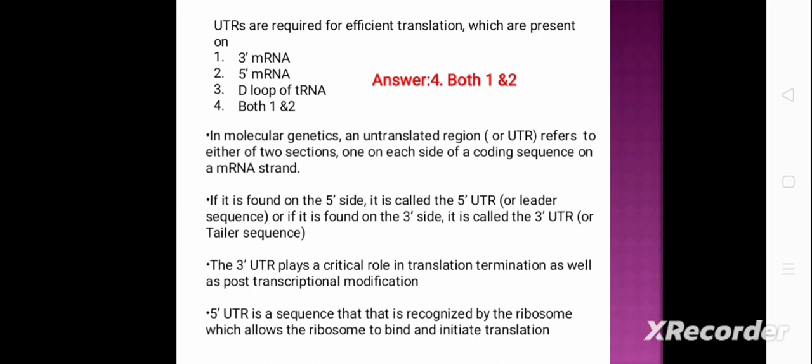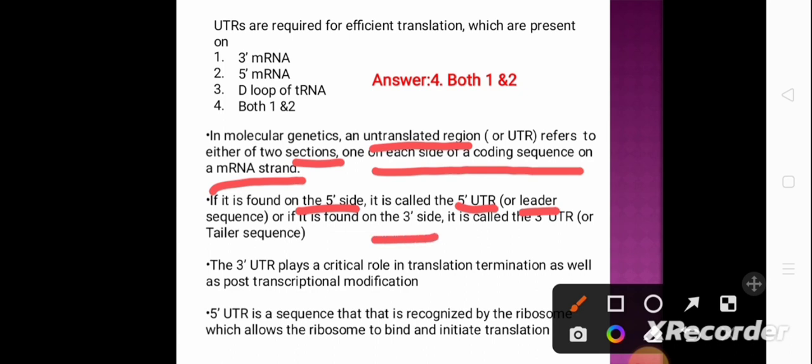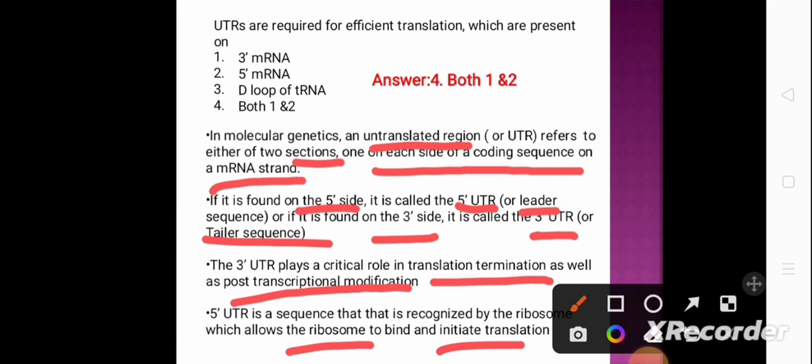In molecular genetics, an untranslated region refers to either of two sections, one on each side of the coding sequence of an mRNA strand. If it is found on the 5' side, it is called the 5' UTR or the leader sequence. If it is found on the 3' side, then it is called the 3' UTR or the trailer sequence. The UTR plays a critical role in translation termination as well as post-transcriptional modification. The 5' UTR is a sequence that is recognized by the ribosome, which allows the ribosome to bind and initiate translation.